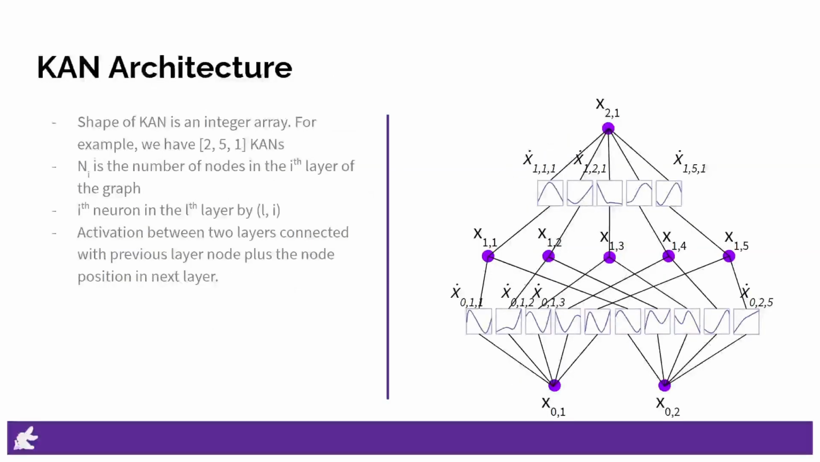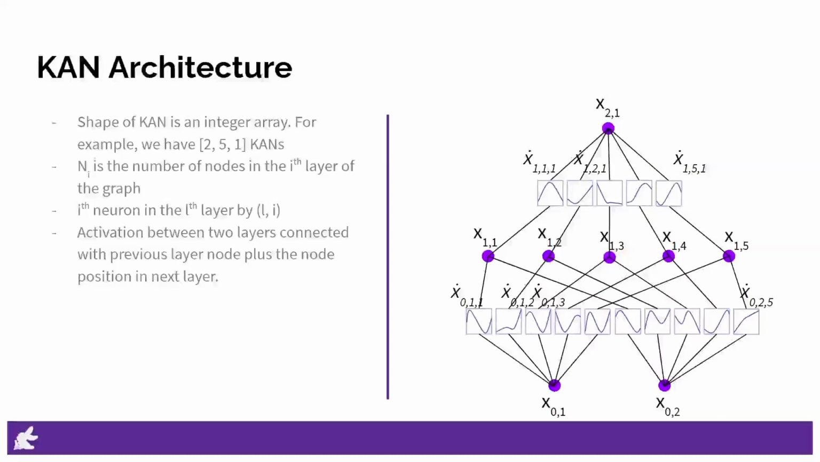The shape of a KAN is represented by an integer array where the number n in the ith position is the number of nodes in the ith layer. For example, we have a [2, 5, 1] KAN. The first layer has 2 nodes, the second layer has 5 nodes, and the final layer has 1 node. The node is named by layer l and position i. For example, we have node (0,1) and node (0,2) in the first layer.